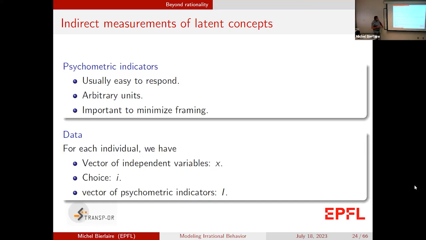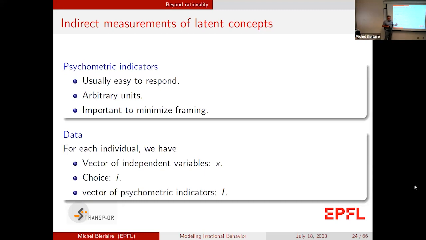So this is called, as I said, psychometric indicators. They are usually easy to respond to. And I mentioned the importance of minimizing framing. And there are no real units, right? So these latent variables have no units. It's not dollars, it's not time, it's something which is completely arbitrary.